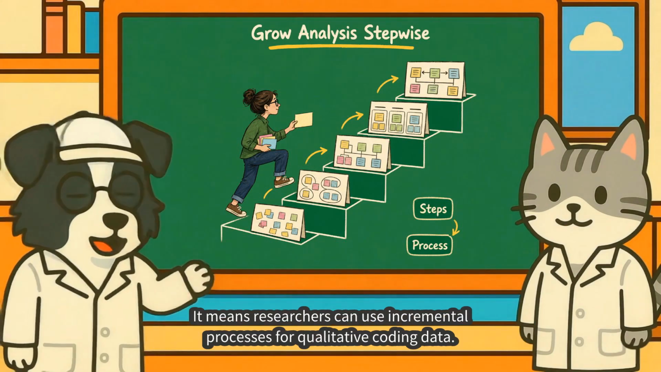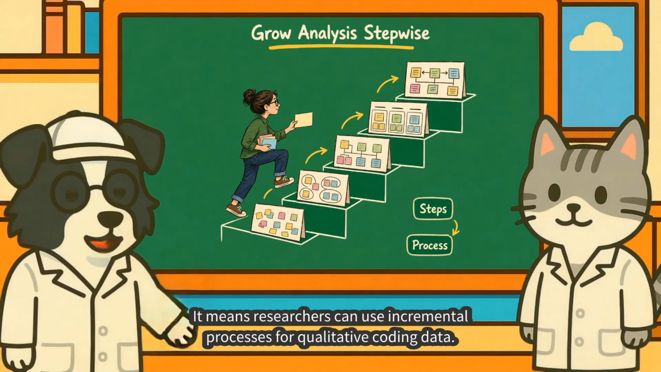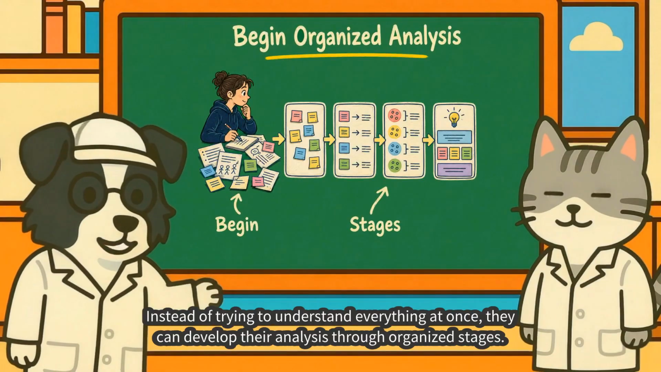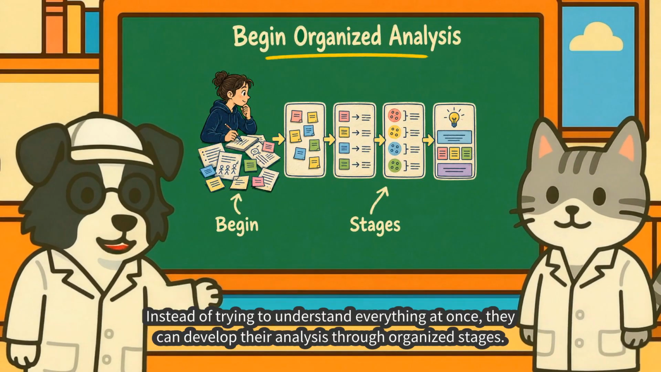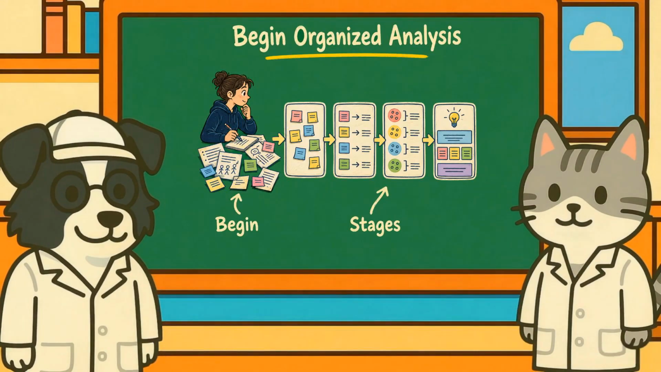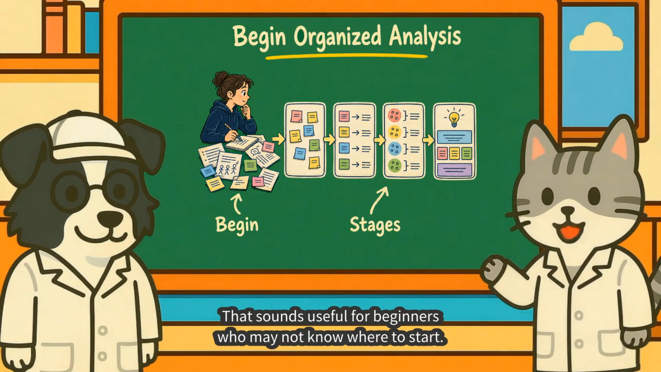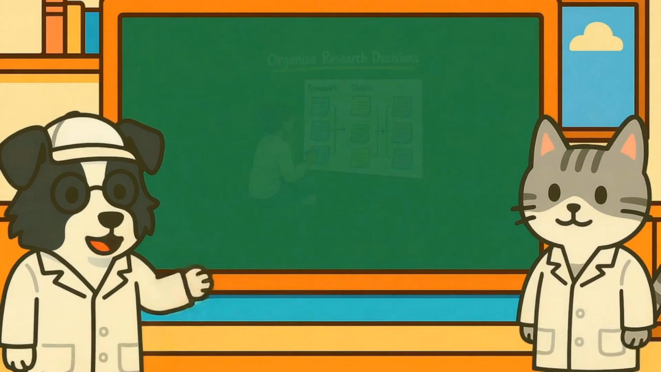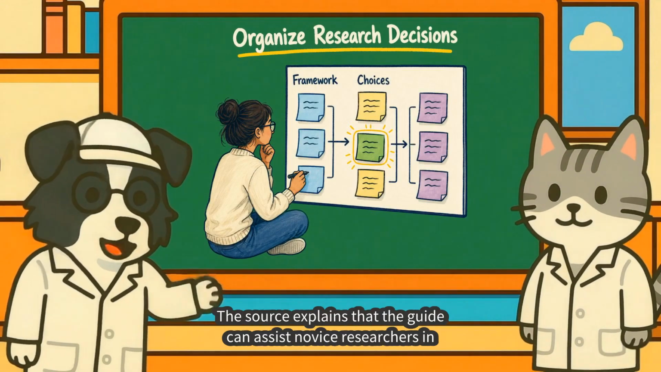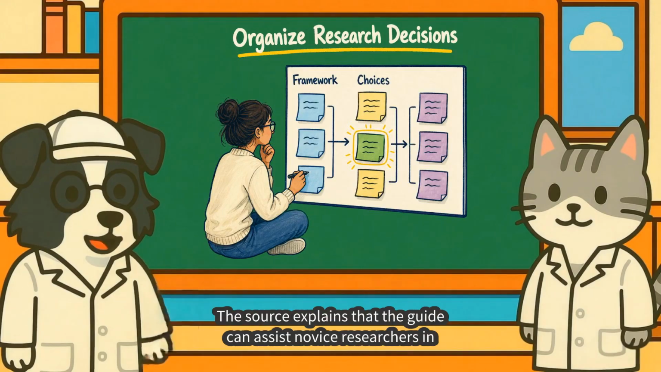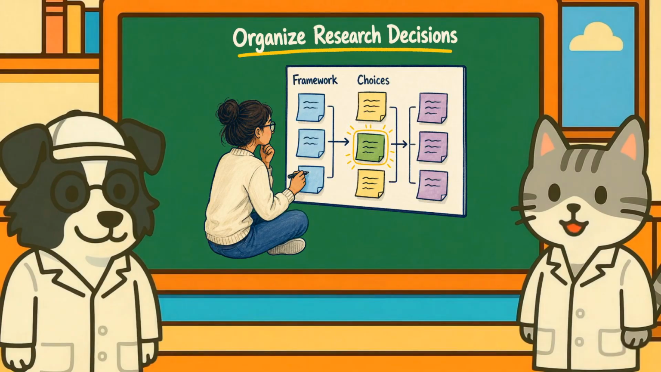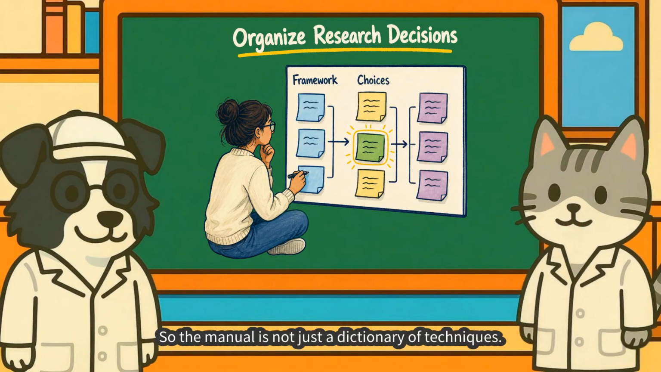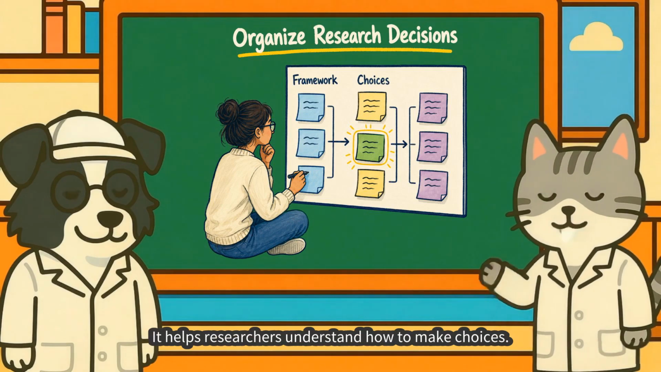It means researchers can use incremental processes for qualitative coding data. Instead of trying to understand everything at once, they can develop their analysis through organized stages. That sounds useful for beginners who may not know where to start. Exactly. The source explains that the guide can assist novice researchers in determining appropriate approaches that reinforce their perspectives. So the manual is not just a dictionary of techniques. It helps researchers understand how to make choices.